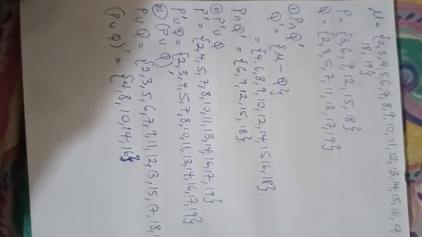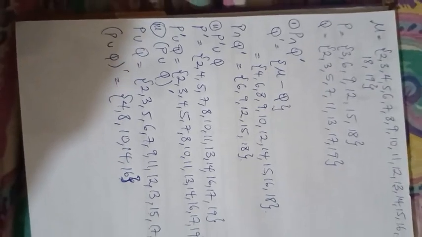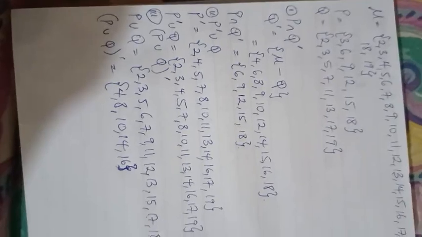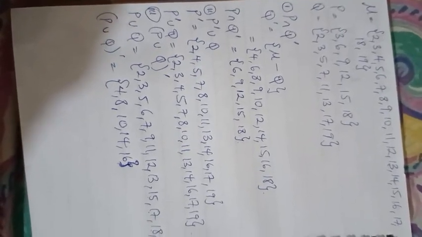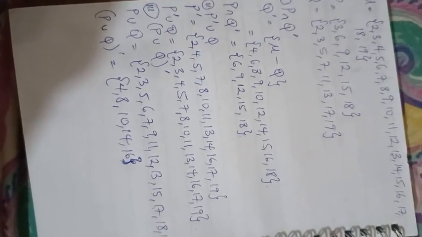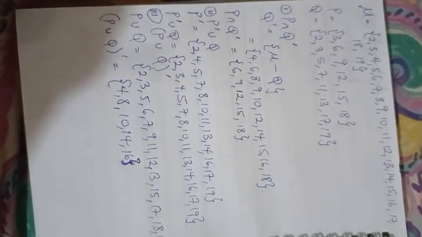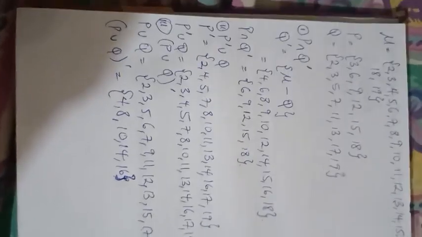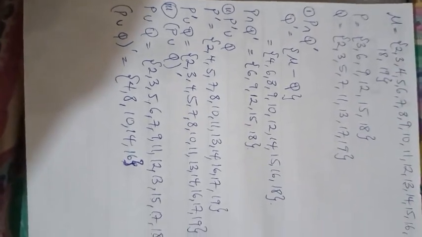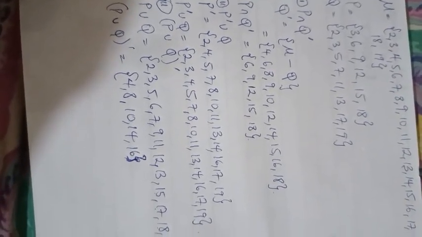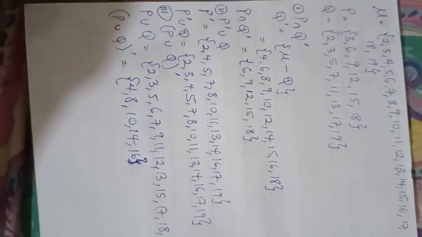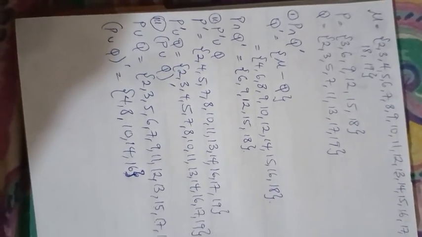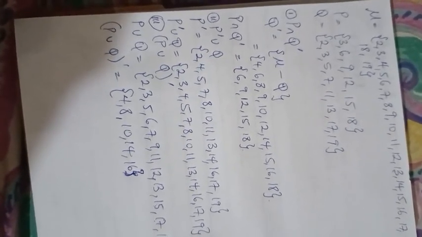And then the first question asks us for P intersection Q prime. Q prime is gotten from the universal set minus the set Q. That is, what are the things you can find in the universal set but you can't find in set Q? That is what makes up Q prime, right? So the list of the things that make up Q prime, we have 4, 6, 8, 9, 10, 12, 14, 15, 16, and 18.